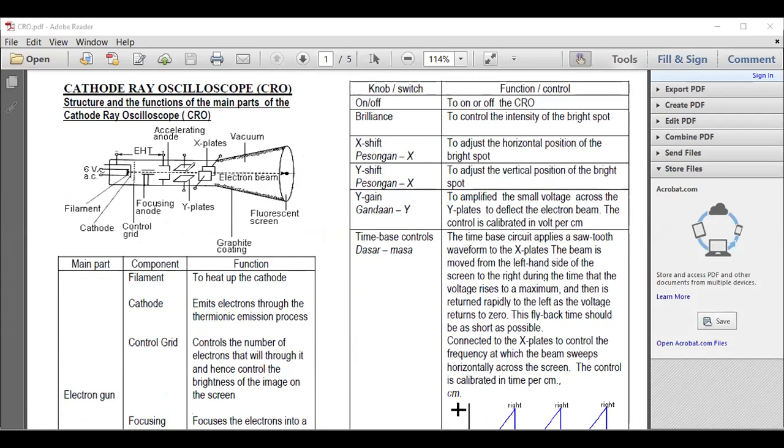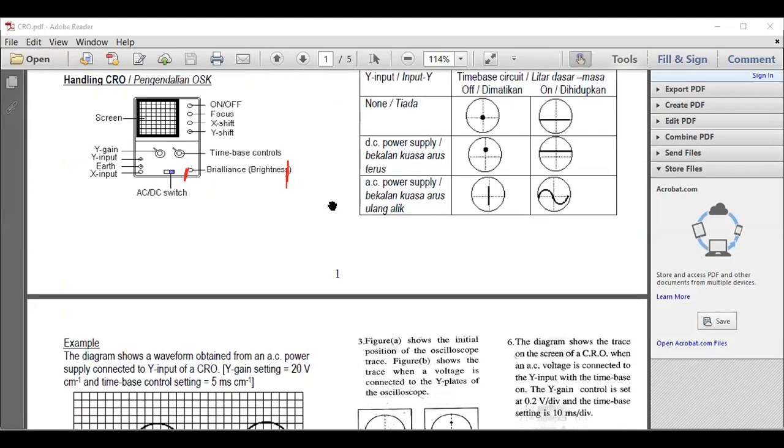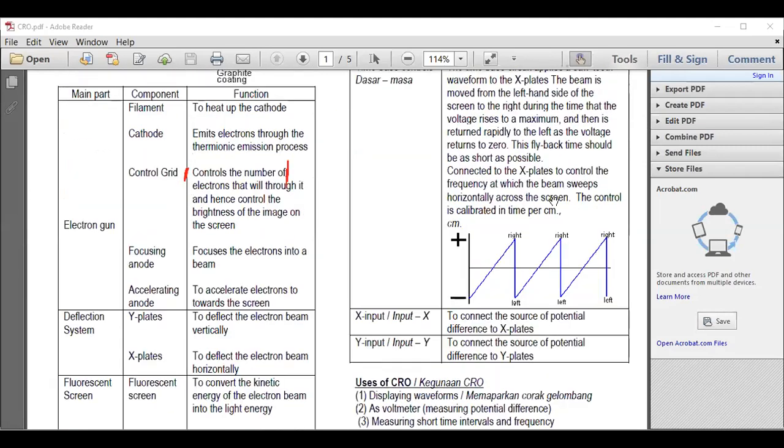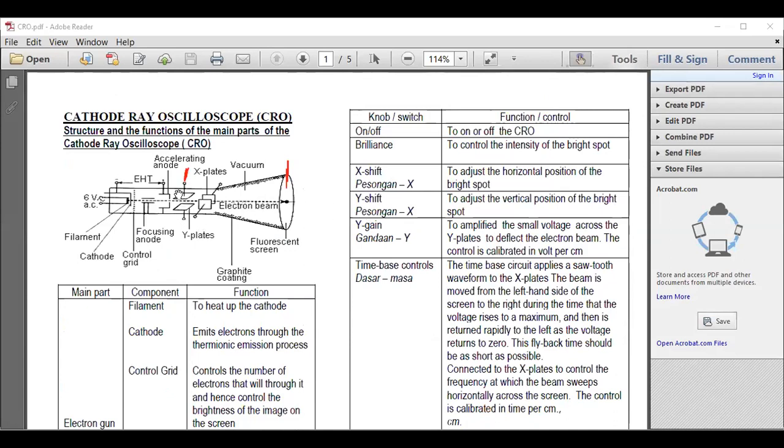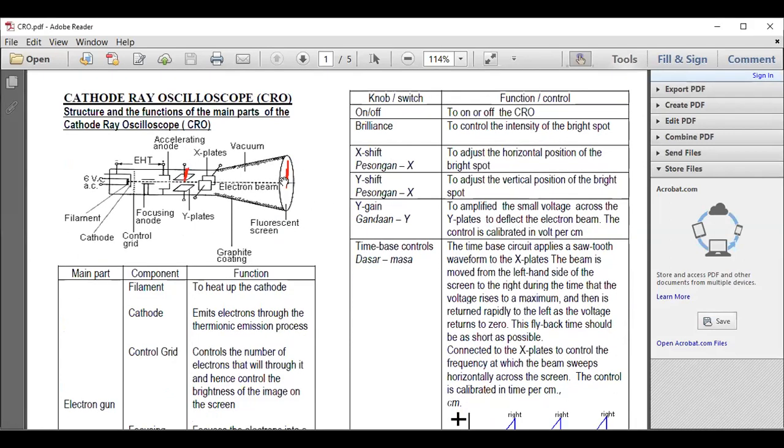Because the cathode ray itu akan dipaksa oscillate atas bawah. So that's why I see one vertical line like this. This one your time base is off lah. That means X plate or nothing. But the moment you on the X plate, you see the shape of the wave. Why? Because now the cathode ray have to oscillate vertically and horizontally. Sebab tu kamu dapati dia akan bentuk wave. So it's like this.